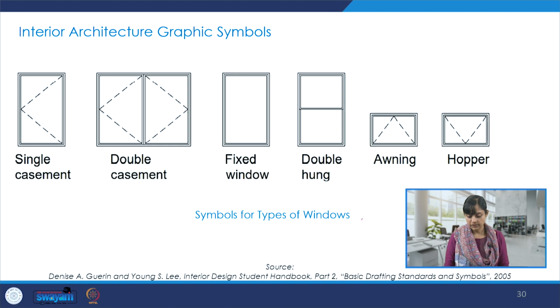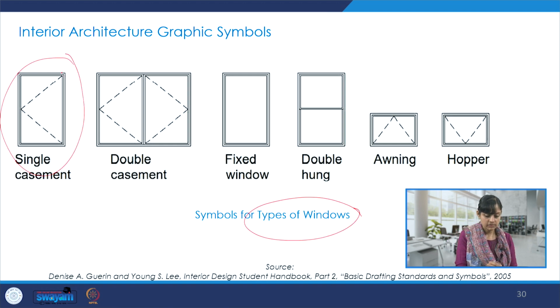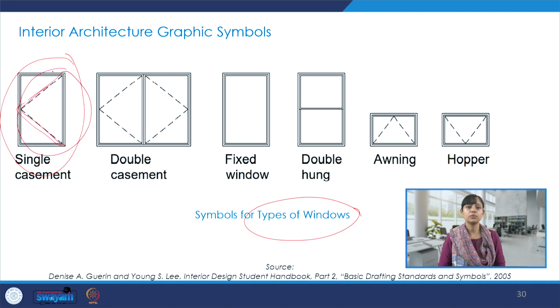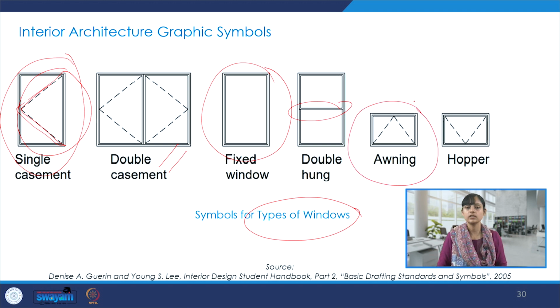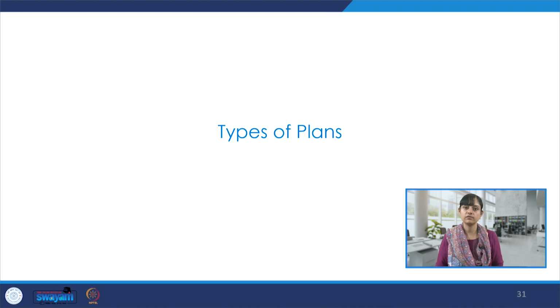And then there are different kinds of windows. We see again a single casement window, of course, with this dotted line that gives the idea of opening and direction. The double casement one, a fixed window, and the double hung, where we see two portions, the awning that I just explained, and so on. So all these graphic symbols can be used very effectively.